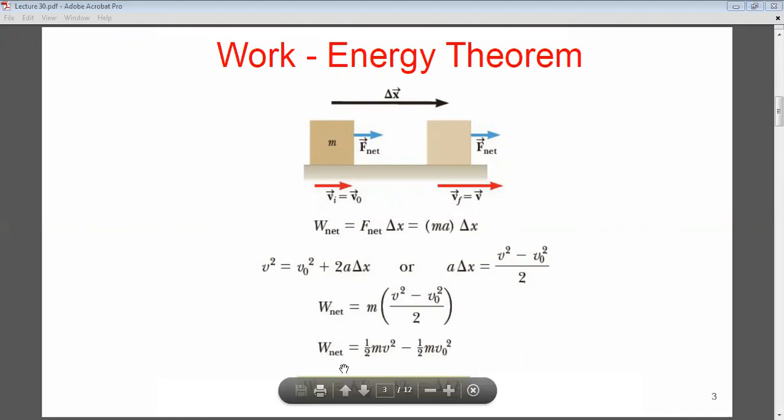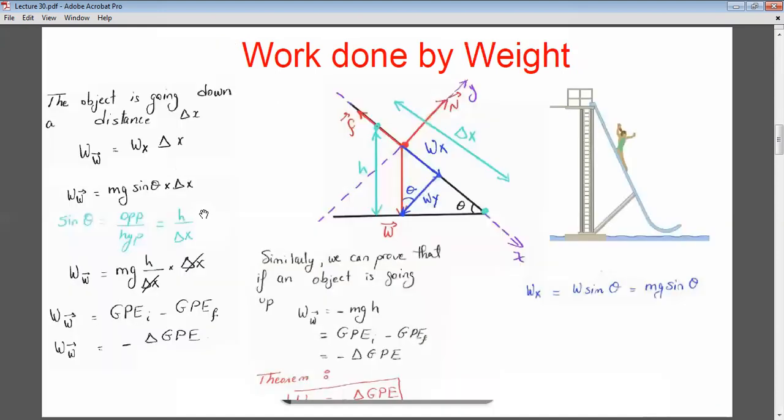Now, W net in all the exercises we solved so far was only the work done by external forces, like if there is F in this direction, friction in the other direction. All the exercises we solved so far, the work done by weight was 0. Now, what if the work done by weight was not 0?